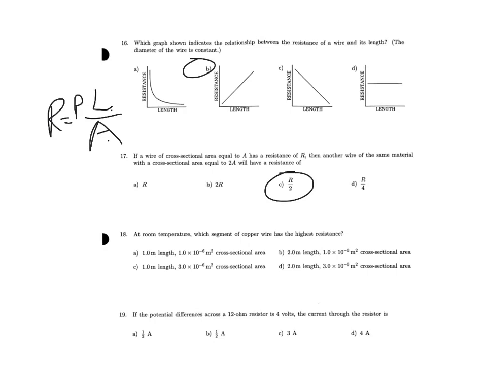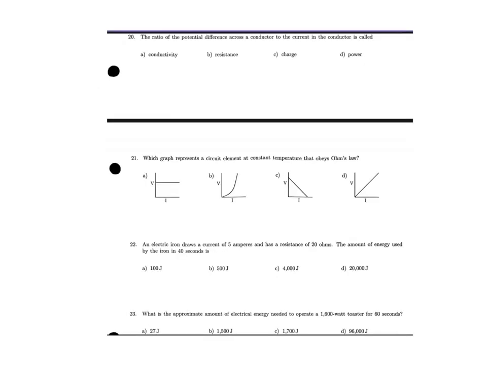17 is C. At room temperature, which section of copper wire has the highest resistance? So for highest resistance, we want the longest and the smallest cross-sectional area, which would be B. If the potential difference across a 12 ohm resistor is 4 volts, the current through that resistor is 1/3 of an amp. You're using V is equal to IR, and you do 4 equals I times 12. And solving for that, you would get 19 is 1/3.